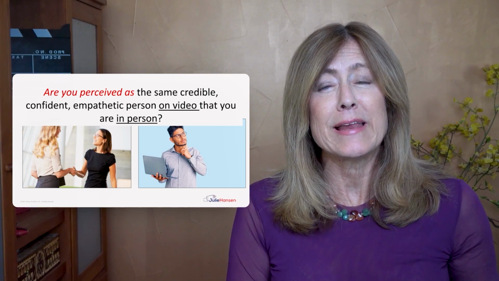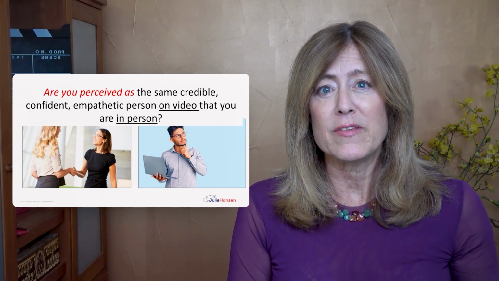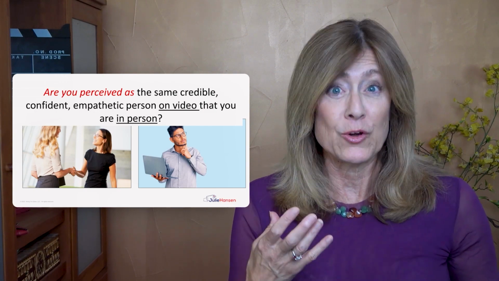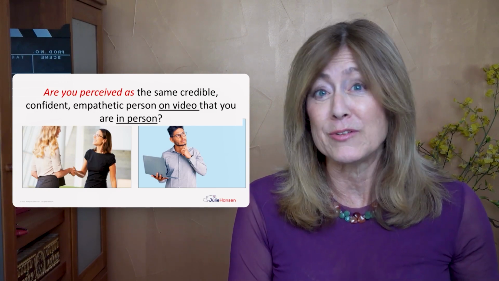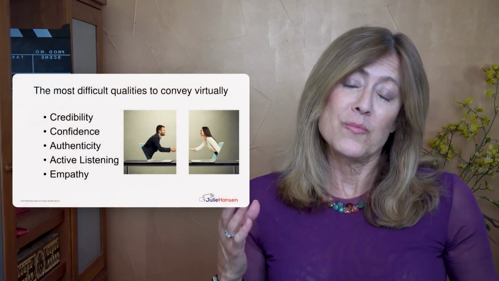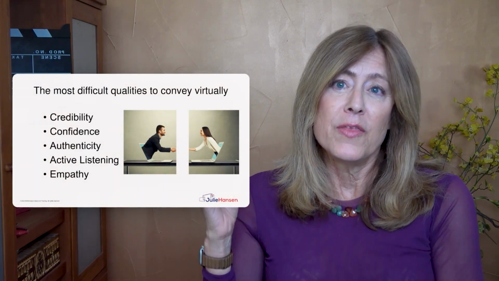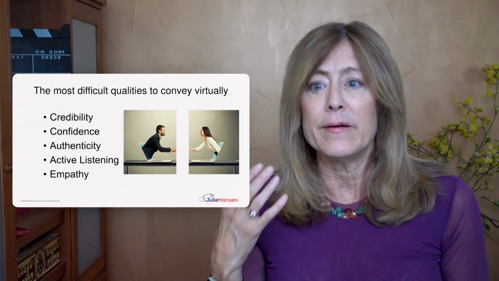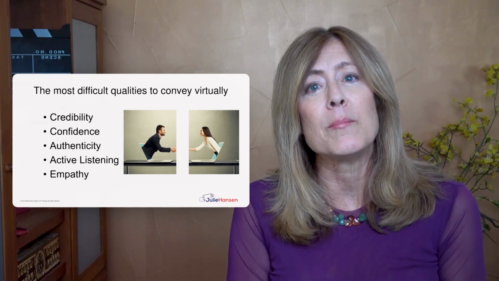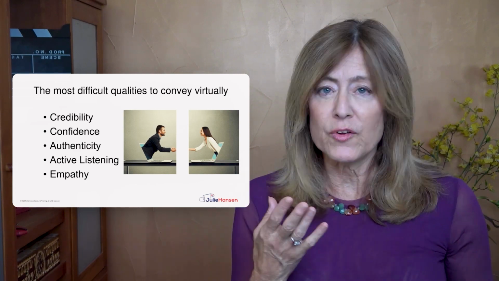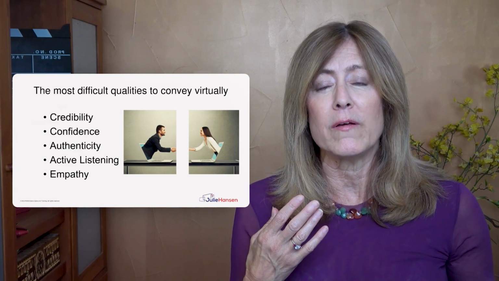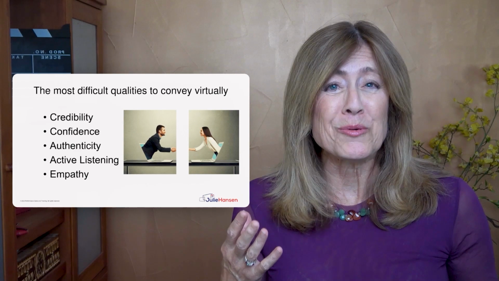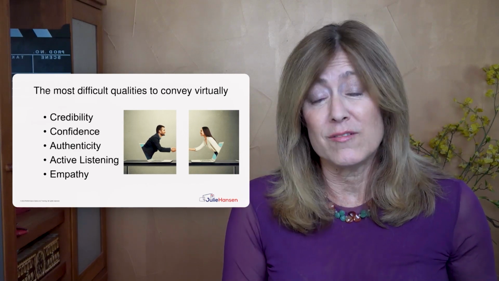And so we can't be in the dark about that because those are some vital qualities that have repercussions in how people interact with us and how much influence we are able to exert. So what happens is the qualities that make up executive presence, like credibility, confidence, being a good listener, being authentic, being empathetic, are some of the most difficult qualities to convey on camera. And that's why even Harvard Business Review said that it's harder to build a relationship and to build trust virtually.